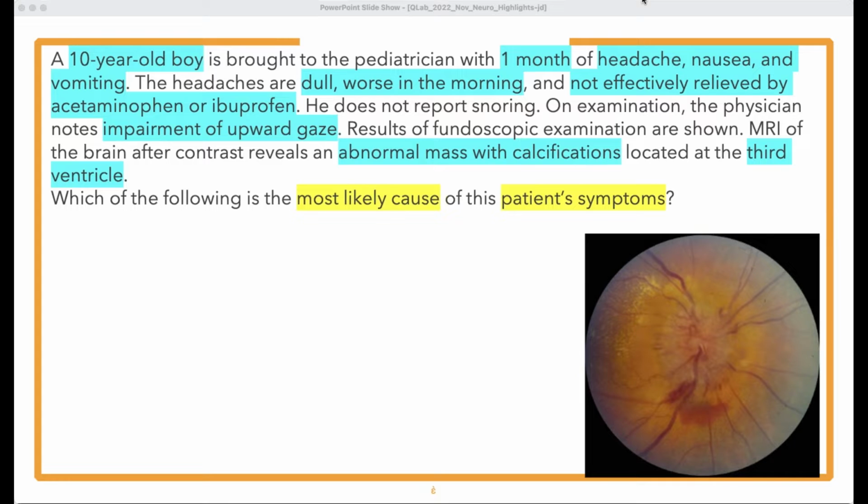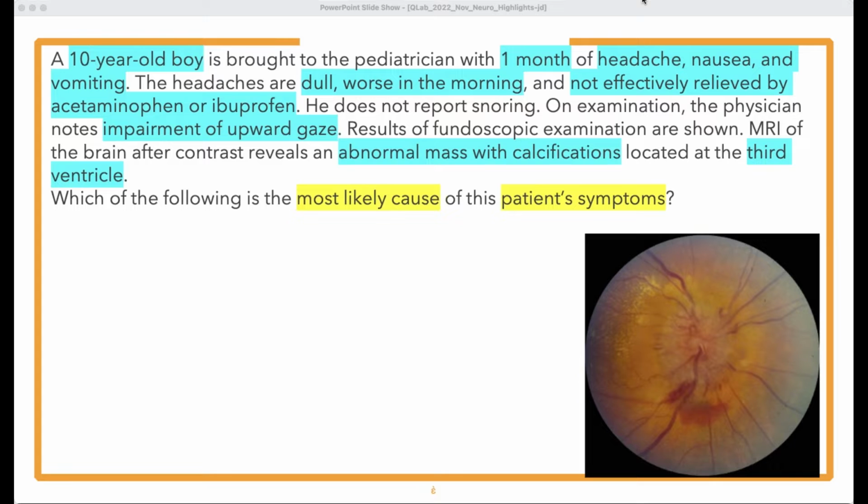Anytime you're told about headaches and vomiting, you want to ask about the headaches and what characteristics are there. In this case, we're told it's not relieved by medications. It's worse in the morning. It's dull. He has some vision changes. And then there are some specific MRI and fundoscopic exam findings they tell us about as well. So you definitely want to make note of that.